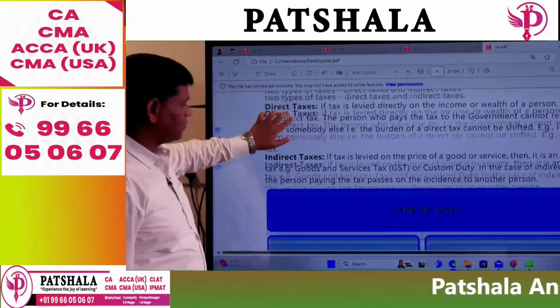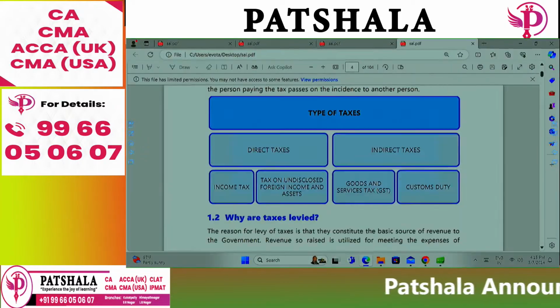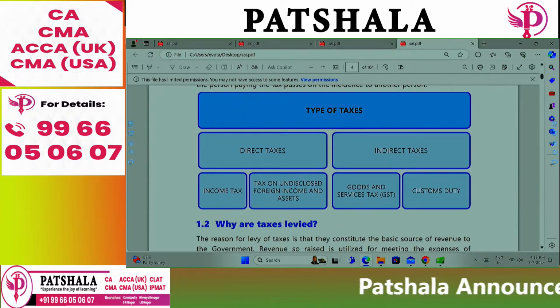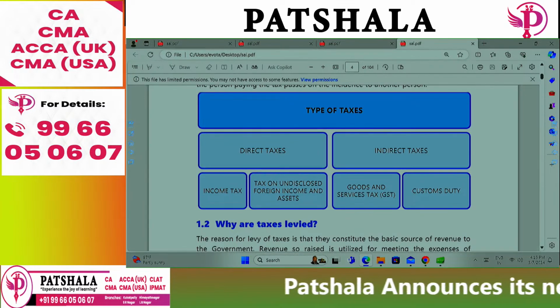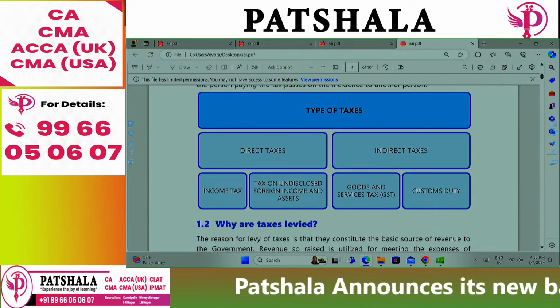Okay, so if you see here, the definition of taxes is like this. The taxes are broadly categorized into two. One is called a direct tax, another is called an indirect tax. One is income tax, the second is GST, goods and services tax, and the third is customs duty. These are the two types of taxes which we have.